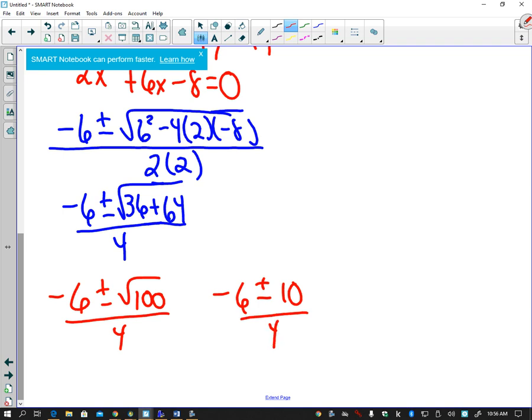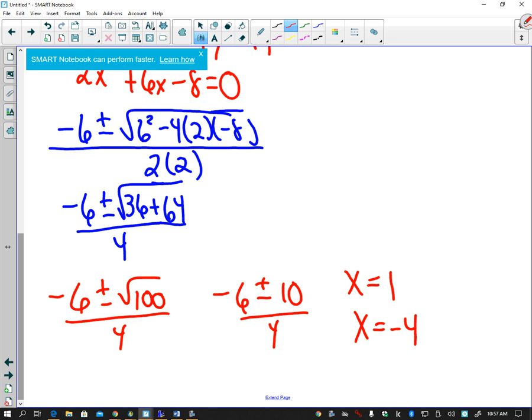So I have 2 options for x at this point. Negative 6 plus 10 is 4, and 4 divided by 4 is 1. So x can be 1, or negative 6 minus 10, which is negative 16. Negative 16 divided by 4 is negative 4. So my 2 options for x are 1 and negative 4.